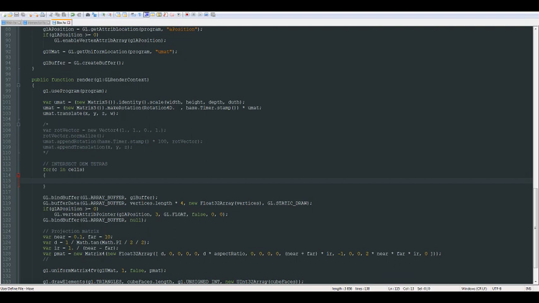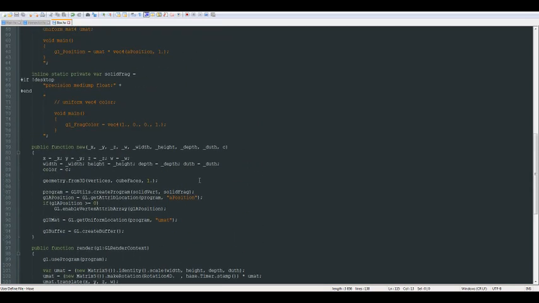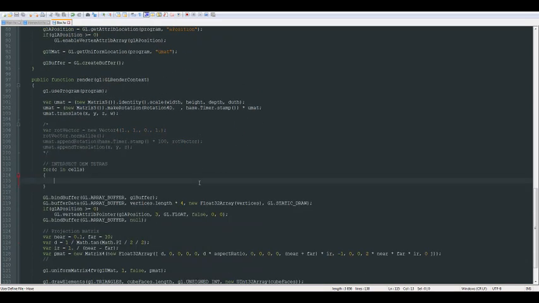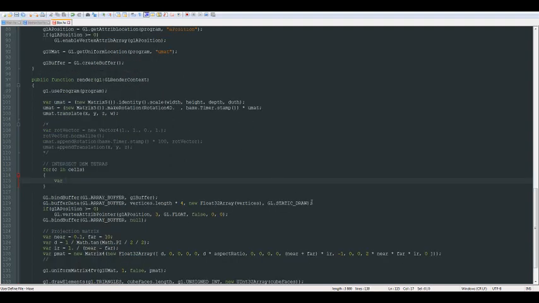Okay. So cells. Cells are tetrahedra. What we do to tetrahedra is we extract the vertices of them, and then we feed them to the intersector. The intersector is the 3D plane that will cut the tetrahedra.